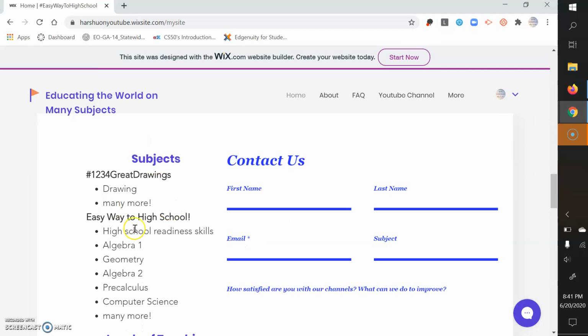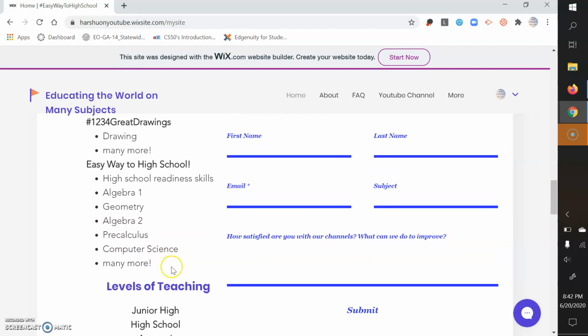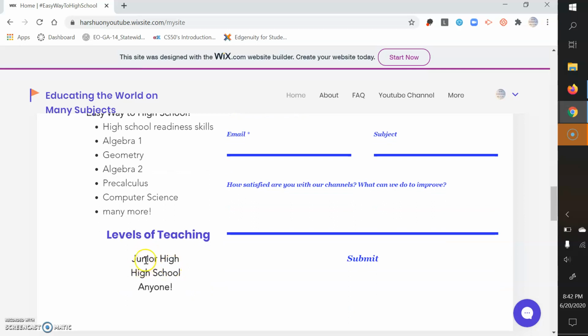Here are the subjects that we will be teaching: drawing, high school readiness skills, algebra 1, geometry, algebra 2, pre-calculus, computer science, and more. The levels of teaching that we teach are junior high, high school, and basically anyone.